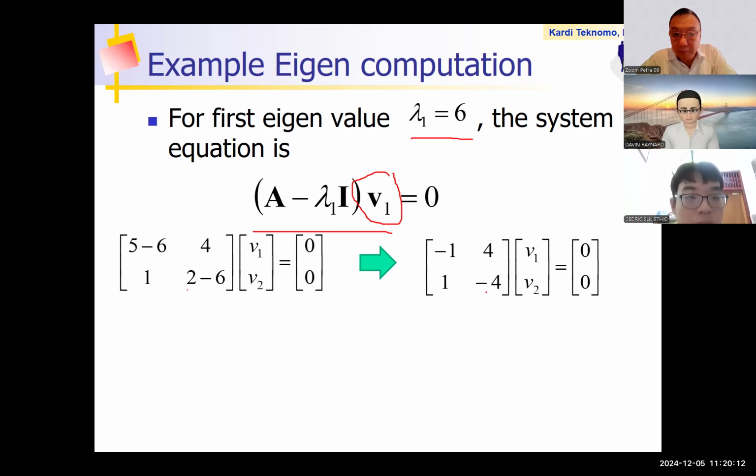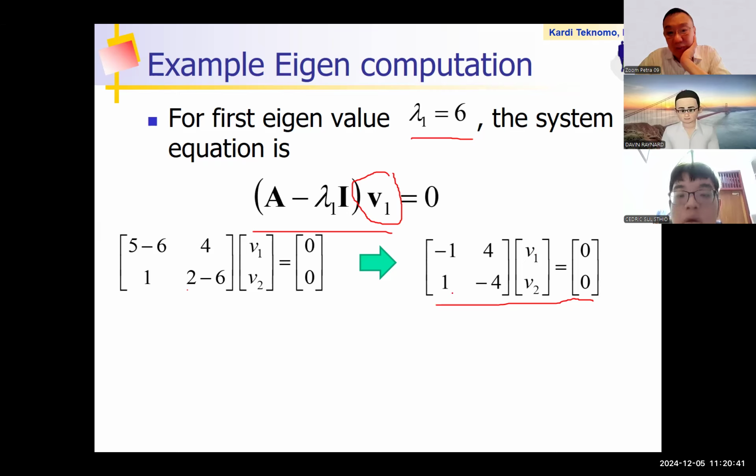Okay, so now we want to solve this. So how to solve this? This is a homogeneous equation. I hope you know how to solve. Is it the same, sir, like 4 divided by minus 1? This one means minus 1 times V1 plus 4 times V2 equals 0. Okay? And then V1 minus 4 V2 equals 0.